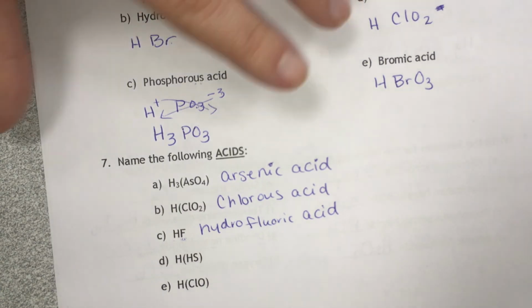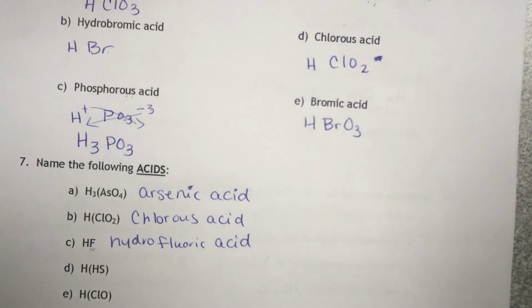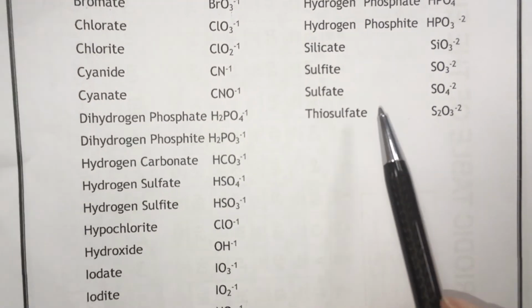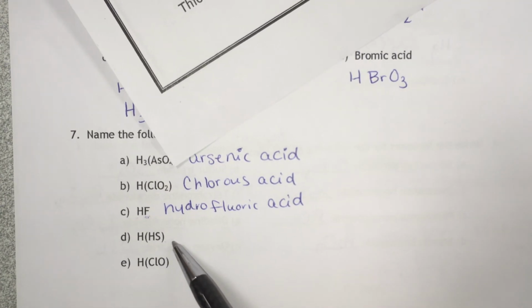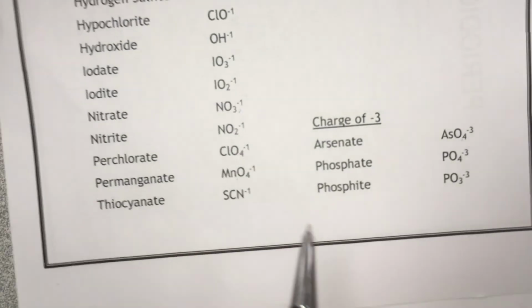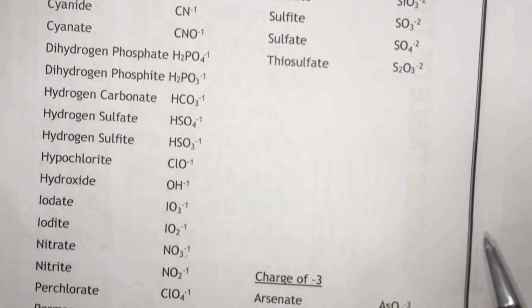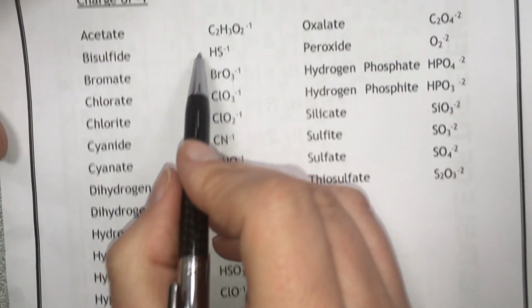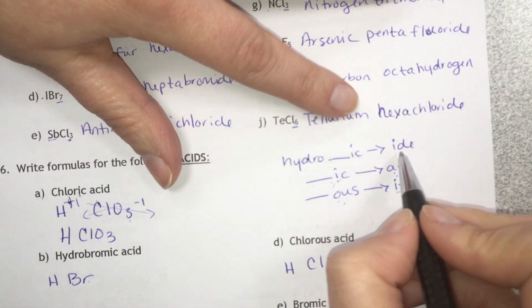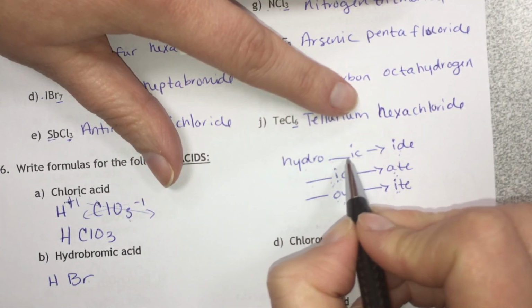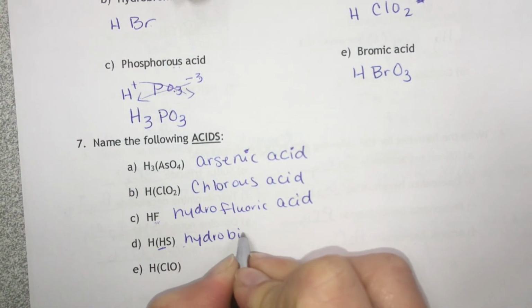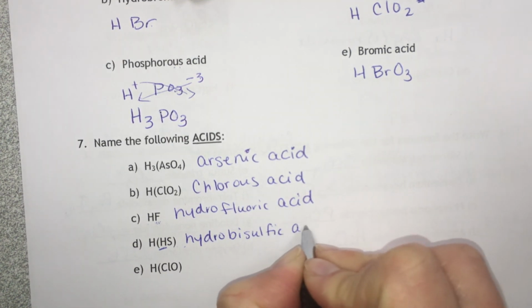Okay, and then next, H2S. This type of question usually gets people because of that. But you just find the ion HS and no big deal. Once I find it, here it is. It's right here. It's bisulfide, so it ended in ide, bisulfide. So it needs to be hydrobisulfic acid.